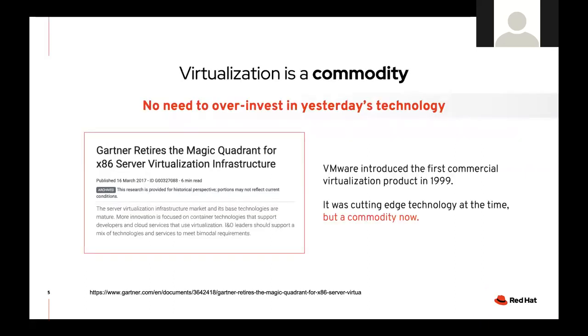And this is also verified by major industry analysts like Gartner, who 3 years ago retired their Magic Quadrant for x86 server virtualization, because for them, there's no need to overinvest in yesterday's technology. It's becoming a commodity. There's no innovation happening in virtualization. And as you can see here from their announcement, in the red block, they say that more innovation is focused on container technologies that support developer and cloud services that use virtualization. So this is where the industry is moving.